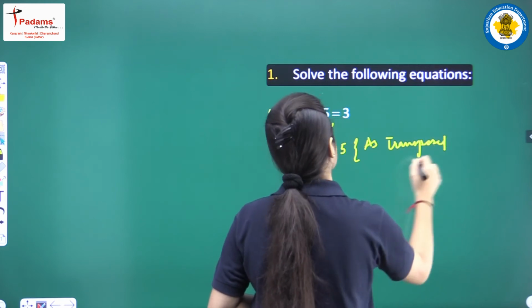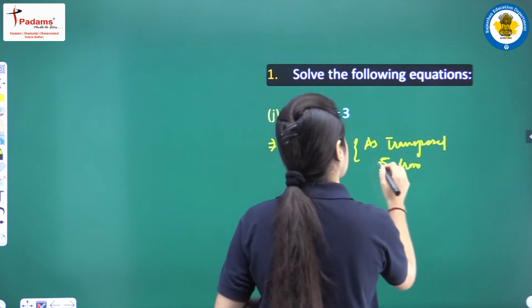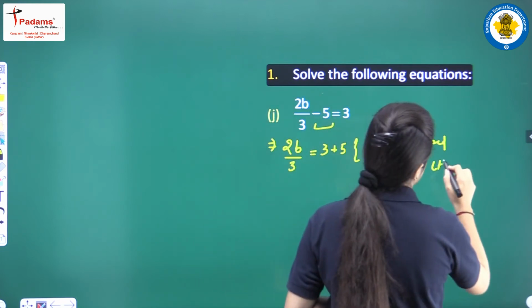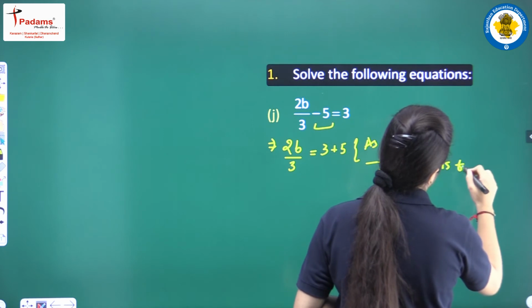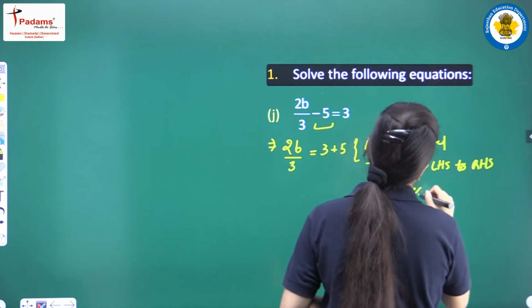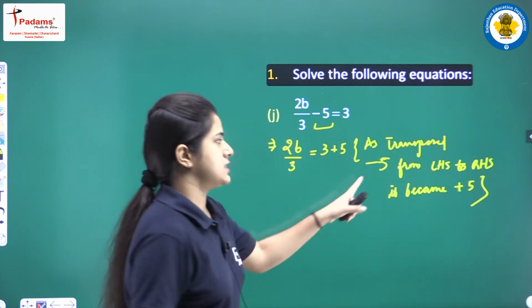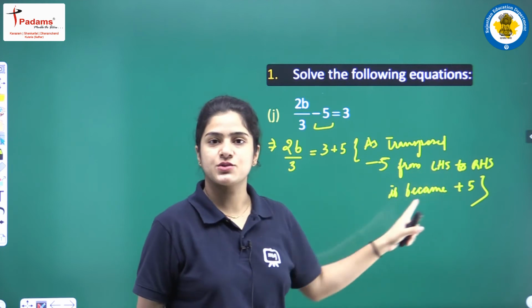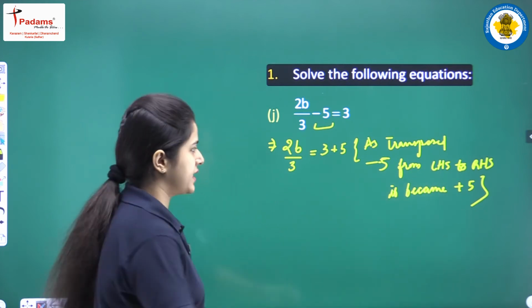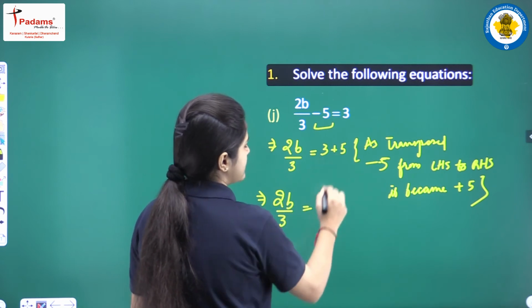As we transposed minus 5 from left hand side to right hand side, it became plus 5. Okay students, 2b upon 3 is equals to 5 plus 3 is 8.